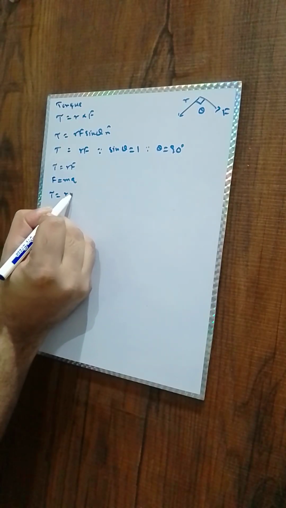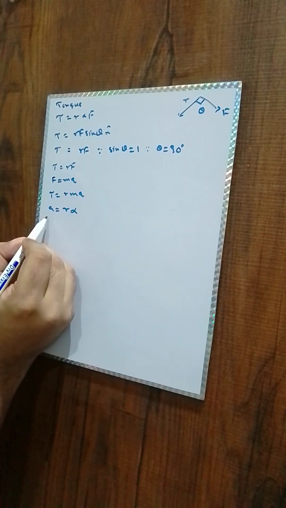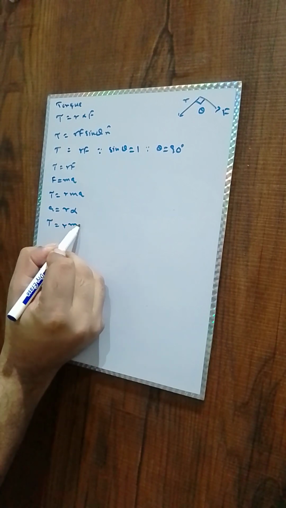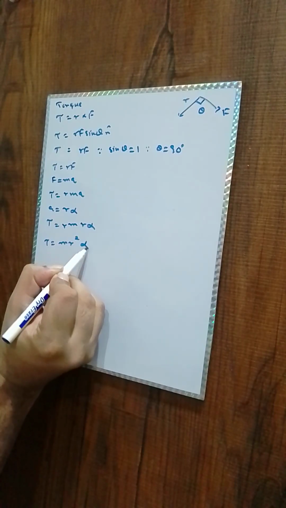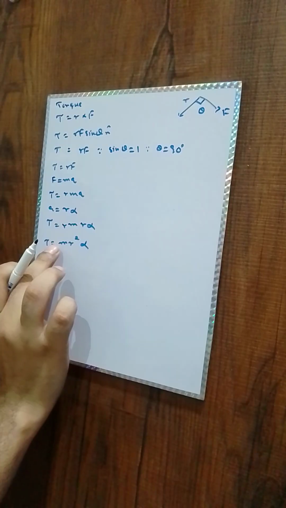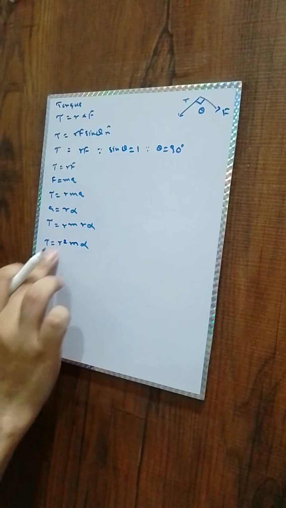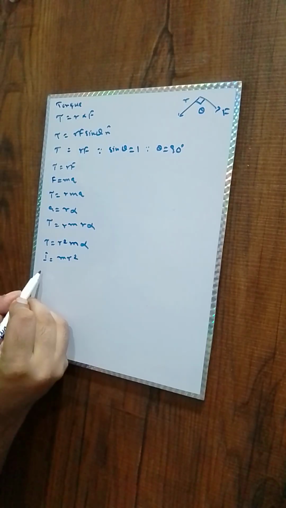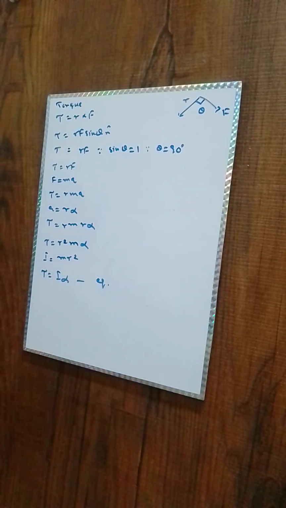F, as we know, is equal to ma, so tau is equal to rma, and a, as we know, is equal to r alpha. So in terms of angular acceleration, tau is equal to m r square alpha. Okay, and also, as we know, that I, the moment of inertia, is equal to m r square, so in general tau would be equal to I alpha.